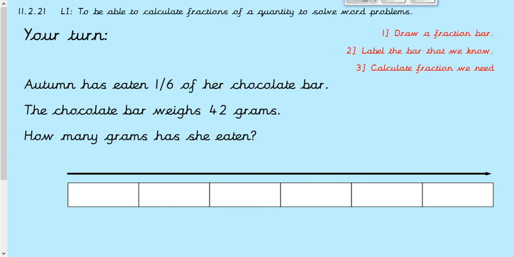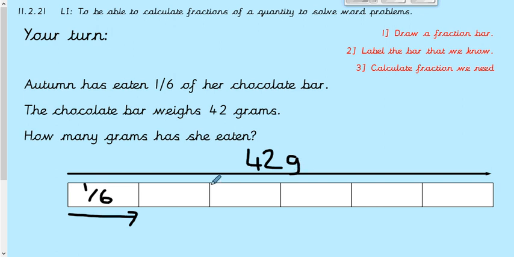So Autumn has eaten 1/6 of her chocolate bar. The chocolate bar weighs 42 grams. How many grams has she eaten? So the whole amount that we know is 42 grams. So this whole fraction strip represents 42 grams. That's the whole amount. And she has eaten 1/6, which is this amount.